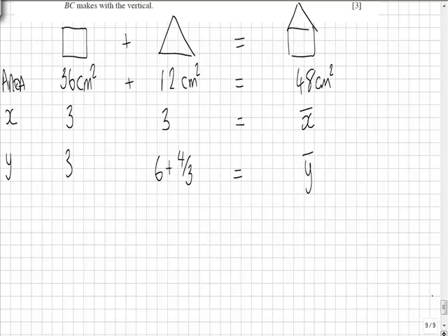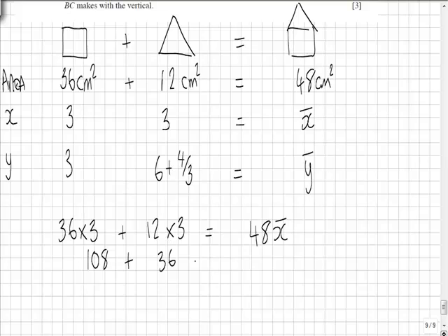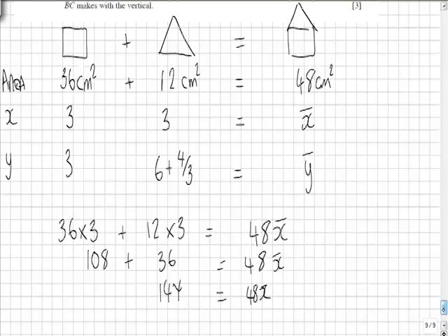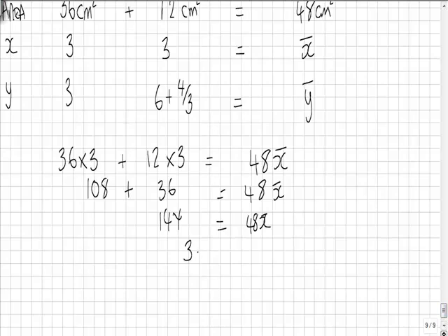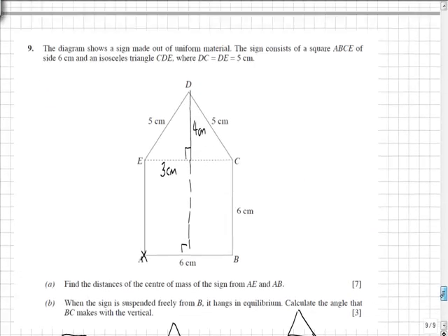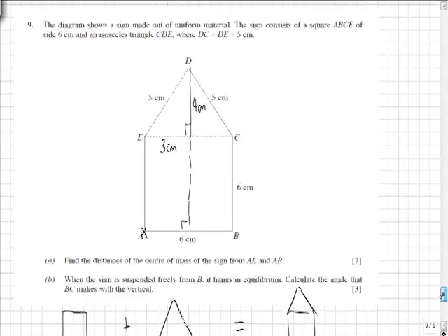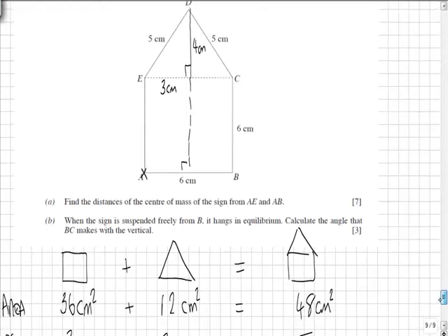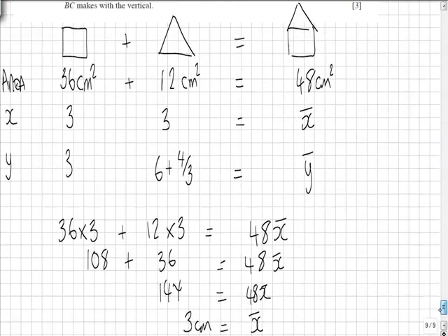So setting up our two equations to find X bar and Y bar, if we start with the X first of all, 36 times 3 plus 12 times 3 is equal to 48 X bar. So 108 plus 36 is equal to 48 X bar. 144 is equal to 48 X bar. Dividing, we can see that 3 centimeters must be equal to X bar. And from the diagram, it's fairly obvious to see that that central vertical from the top of D down will always cut the shape in half. So it has a line of symmetry, 3 in from AB.